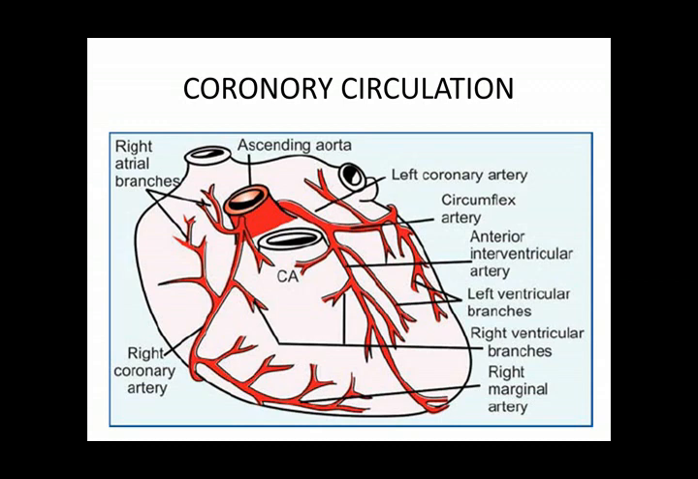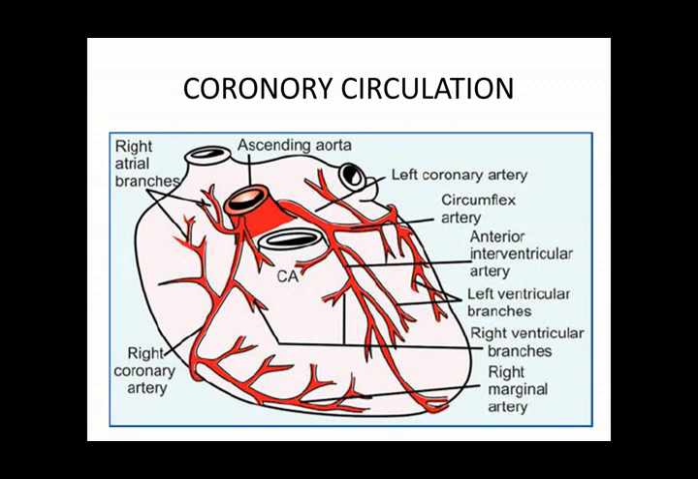The right coronary artery runs on the inferior border of the heart, and it supplies all of the inferior wall of the heart along with most of the posterior part of the heart. 80% of the posterior part of the heart is supplied by the right coronary artery. The right coronary artery also supplies the sinoatrial node and AV node in 70% to 80% of cases in most parts of the world. So this is the importance of the right coronary artery.